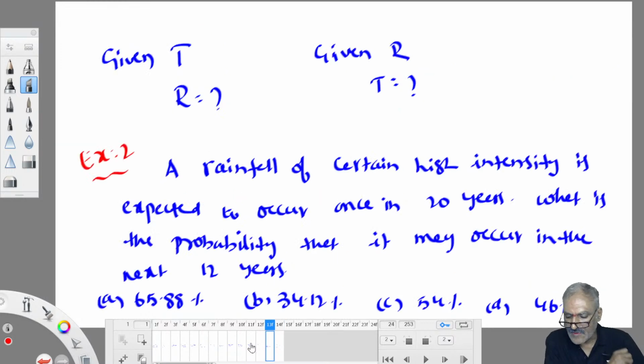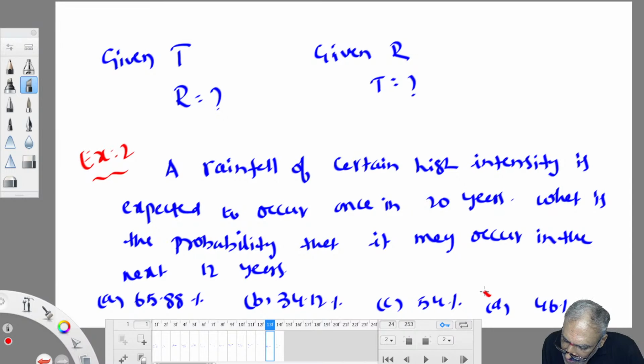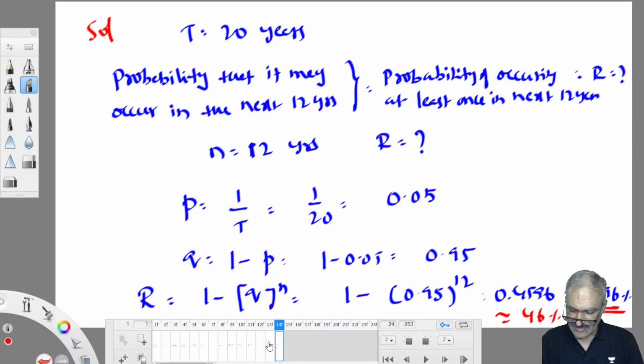Let us see the options given there. The 45.96 option is not there. What is the nearest option? 45.96 is rounded to 46%. So tick mark the nearest value answer, 46%. Got it now? Yes. Clear now? Next, let us see the next question.